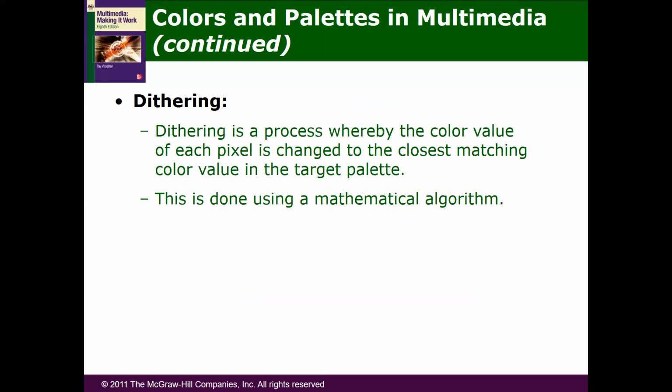Dithering. Dithering is a process whereby the color value of each pixel is changed to the closest matching color value in the target palette. This is done using a mathematical algorithm. Now, what happens in dithering? For example, let's say an image is scanned in 24-bit. When you scan it, and you want to reduce it to 8-bit color, you can get the best replication of the original image by dithering the colors of the image.